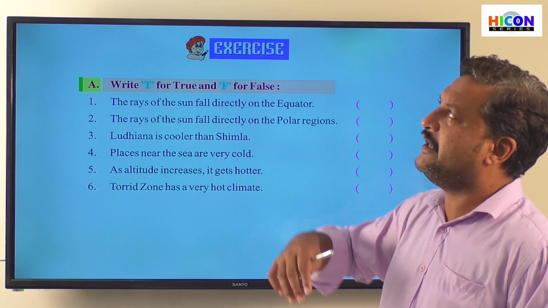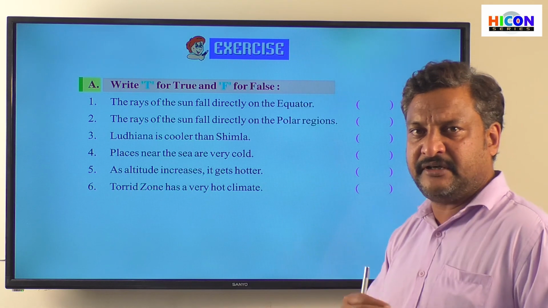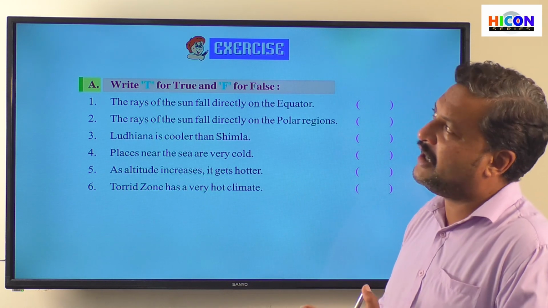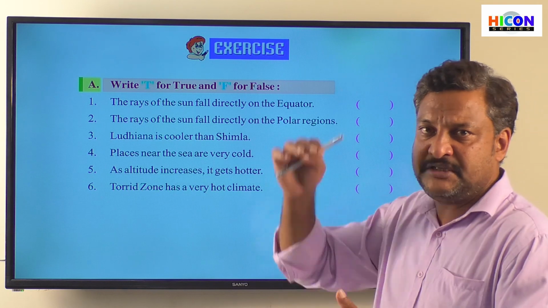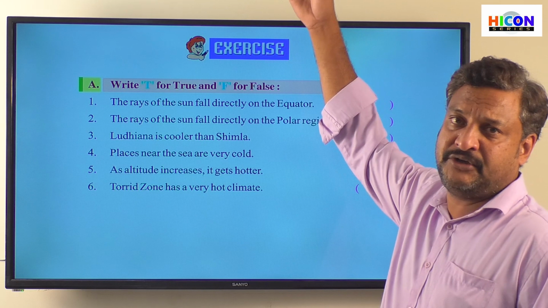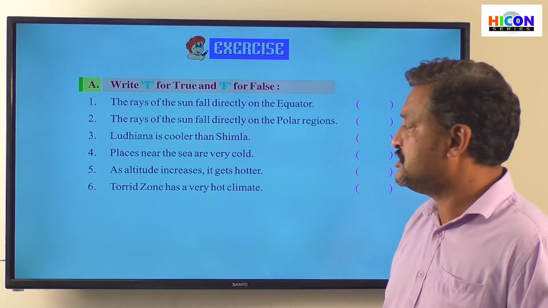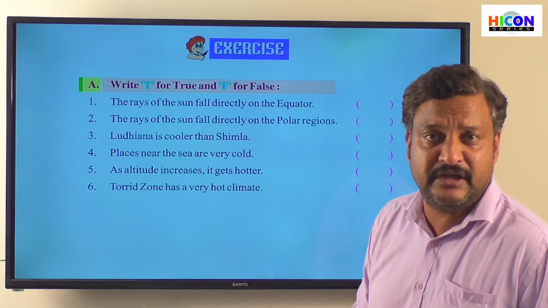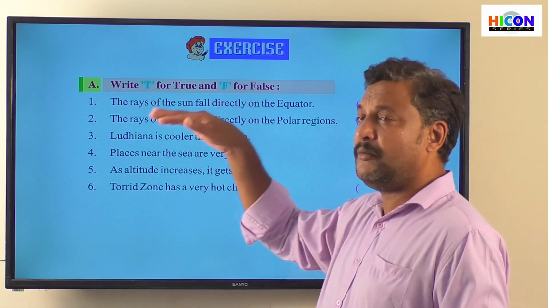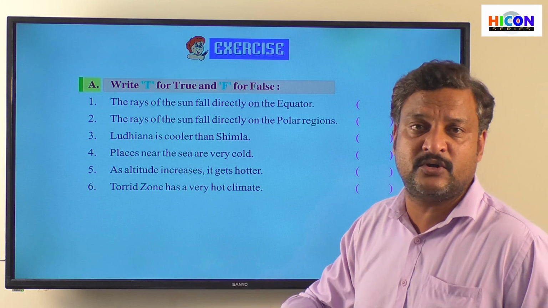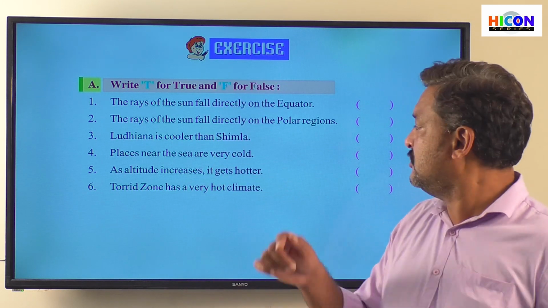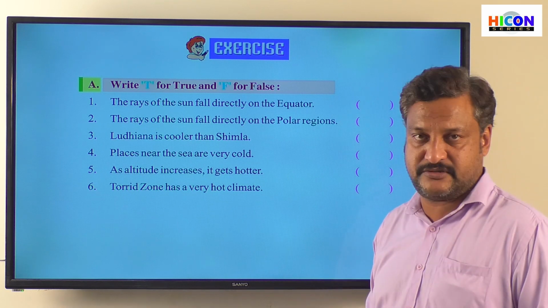So, as we go high in the altitude, the temperature decreases or increases? Decreases, isn't it? As we go high in the altitude, the temperature decreases. So, Shimla being on a higher altitude should be cooler, isn't it? Shimla is cooler than Ludhiana. Ludhiana is not cooler. Ludhiana is warmer than Shimla because Ludhiana is located on a lower altitude. Okay? So the answer is false.